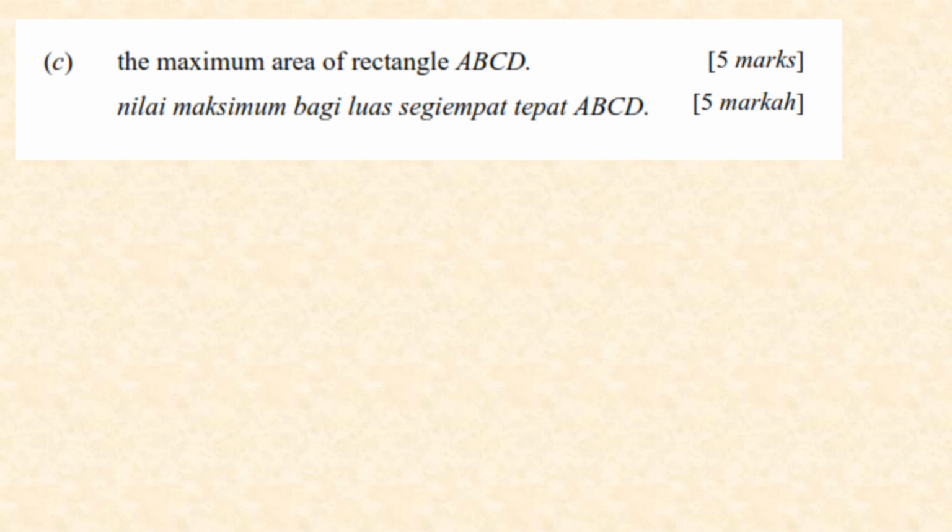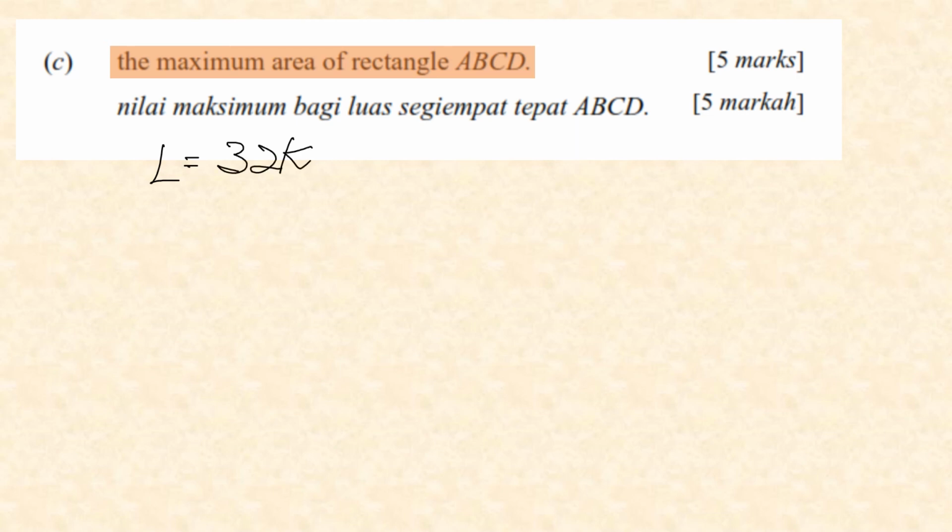Okay, right. Now, let's go to part C. Find the maximum area of rectangle ABCD. Okay, what is the area just now that we get? Area L was given as 32K minus 2K cubed, right? So the maximum area. Where is the maximum area? Still remember the graph just now? The maximum area will be the turning point.